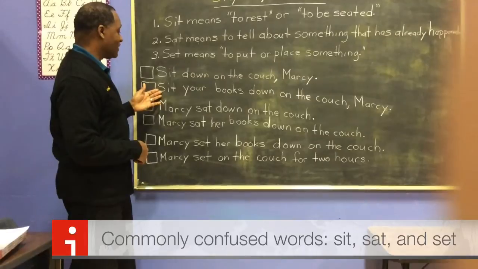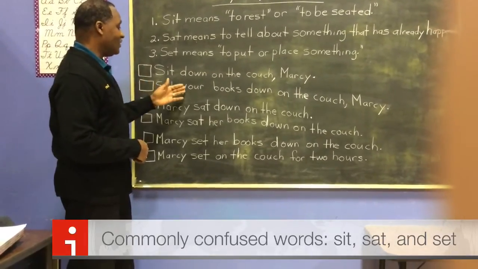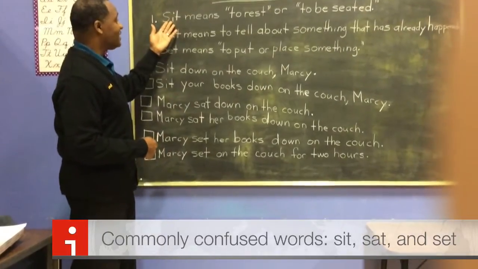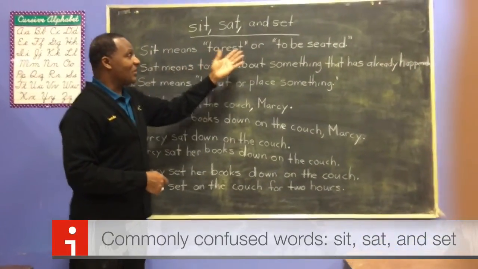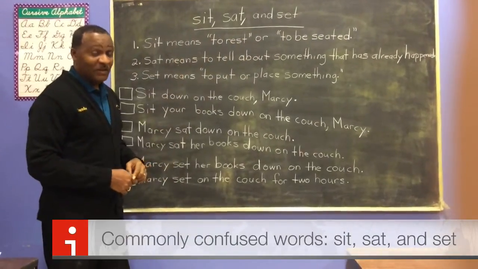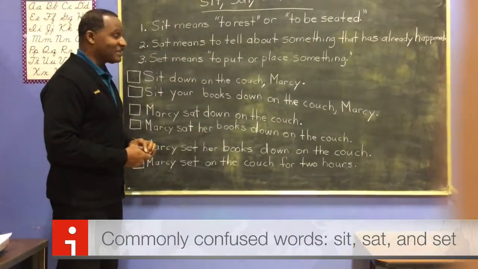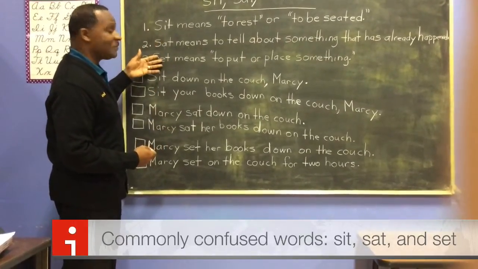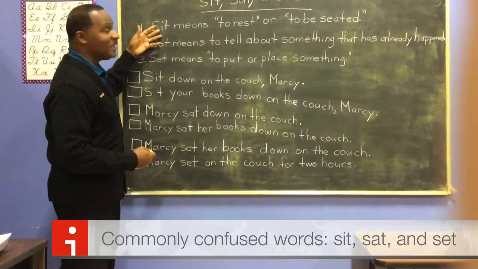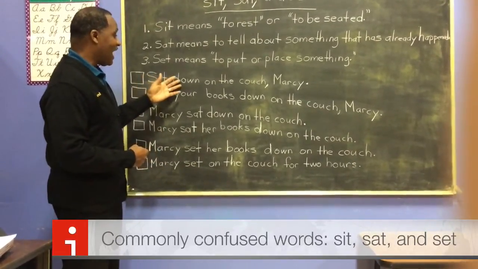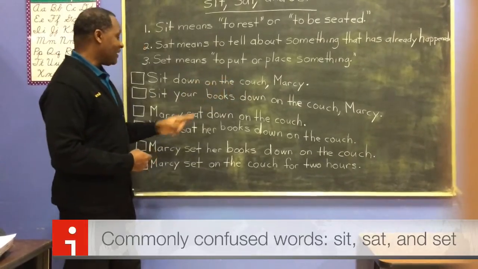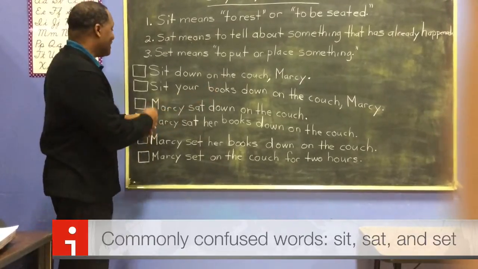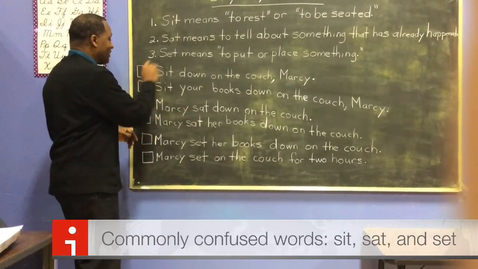Now, let's see which one is correct. Sit your books down on the couch, Marcy. This sit means to rest or to be seated. We're talking about a person resting or being seated. We're not talking about an object. And there's a difference between a person and an object. For the object, we use S-E-T. For the person, we mean S-I-T. So, sit down on the couch, Marcy. I'm speaking to Marcy, and I'm not talking to Marcy's books. So this one is going to be the correct one. We're going to put a check by it.